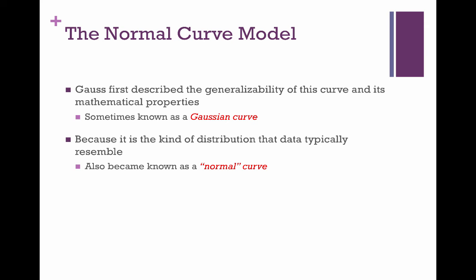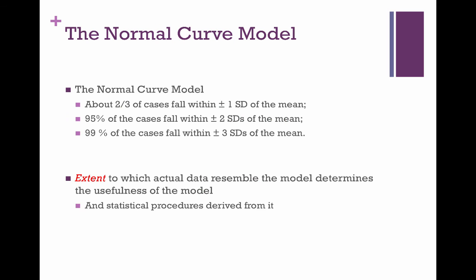It's also called the Gaussian curve or the normal curve. Like I said, with the normal curve model, about 2/3 of cases fall within plus or minus 1 standard deviation of the mean. The extent to which the data that you collect resembles the model determines the usefulness of the model, or basically what statistics you can use. If you fall in with that normal curve model, you can use parametric statistics. If you don't fall in with the normal curve model, you have to use non-parametric statistics.